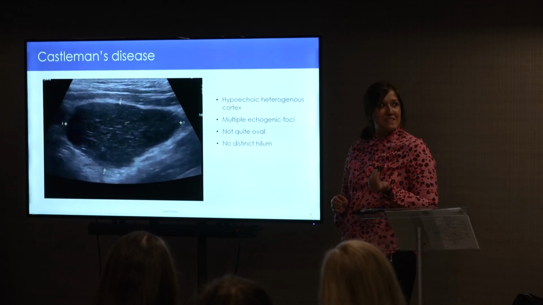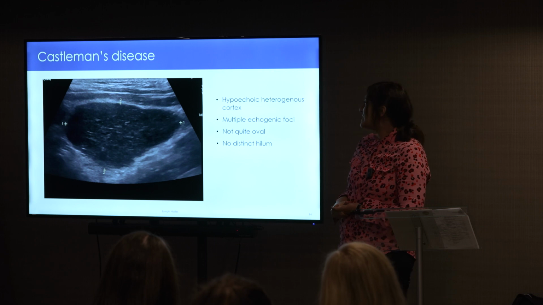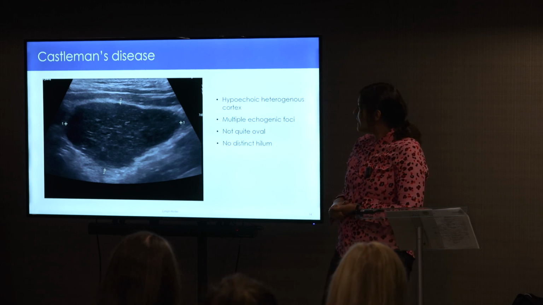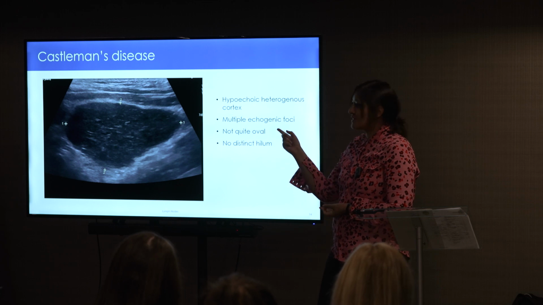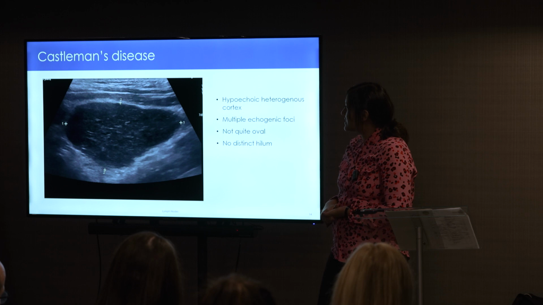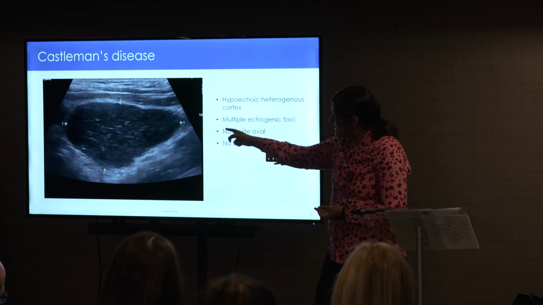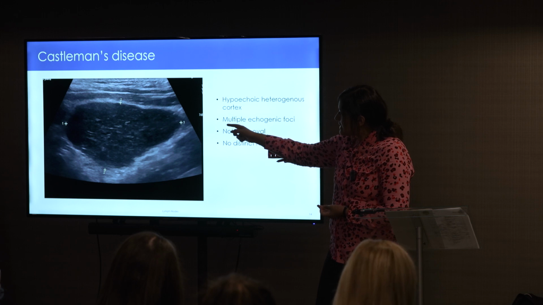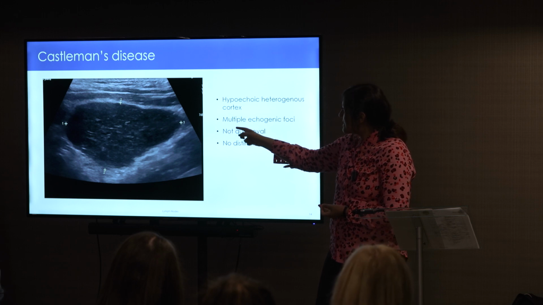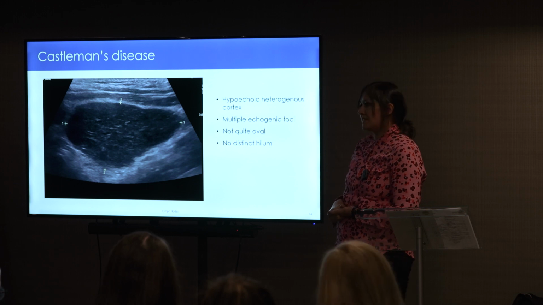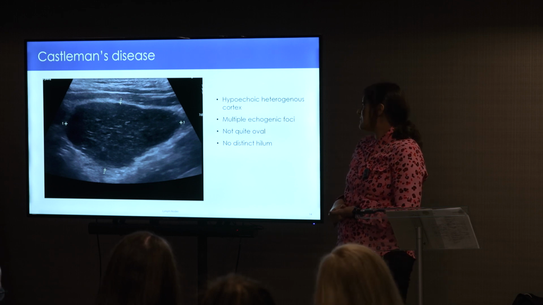Again, an amazing case from Susie. I believe this was a young patient. And you can see that this just does not look normal at all. You've got this ovoid heterogeneous lesion. The cortex is just very weird looking. It's heterogeneous, with multiple echogenic foci within it. And I believe this has come back as Castleman's disease.